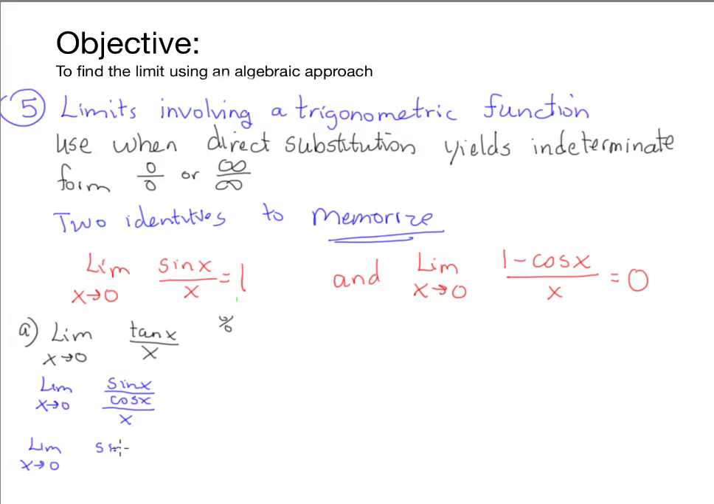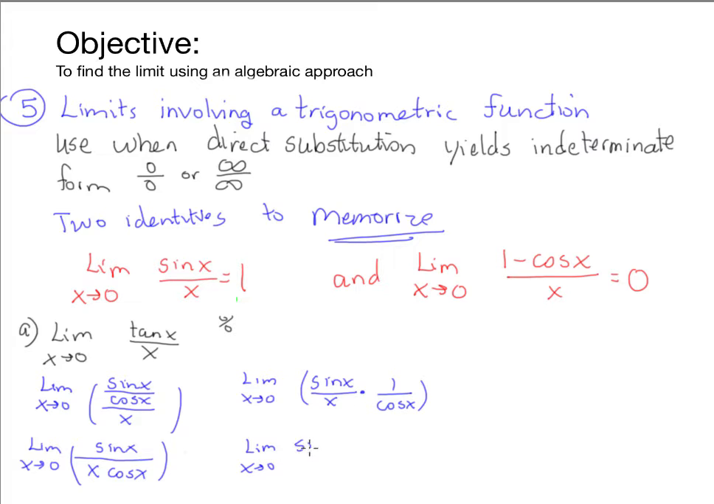We're going to have a fraction of a fraction. That's going to be sine of x divided by cosine of x. We're going to rewrite this so I can use one of the identities above. So I'm going to break this fraction up and have sine of x over x times 1 over cosine of x. Then we can distribute that limit.